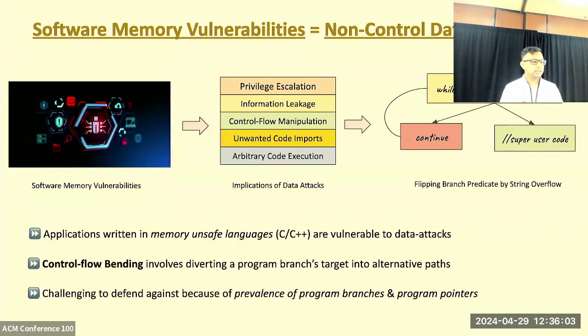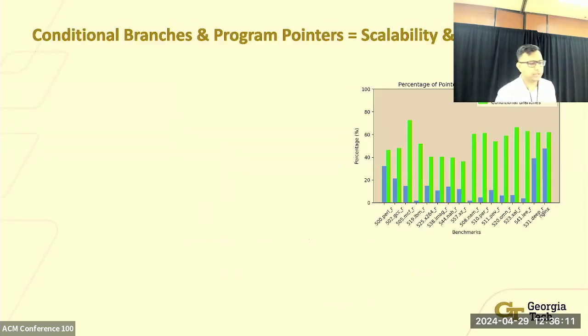The issue is that defending against them has different cases. There are too many branches in a program, or too many pointers which can affect a branch. So we did a case analysis on SPEC and Nginx.